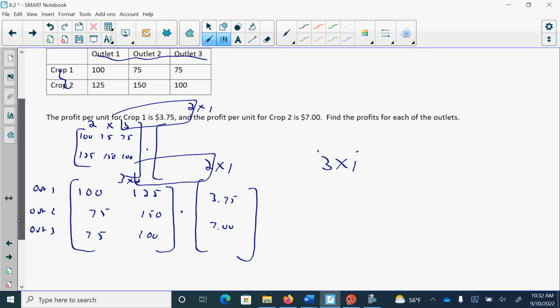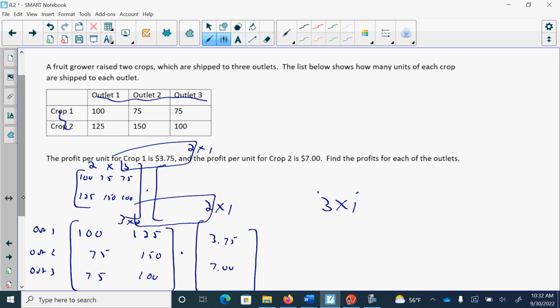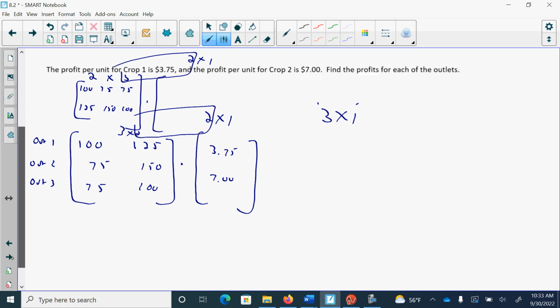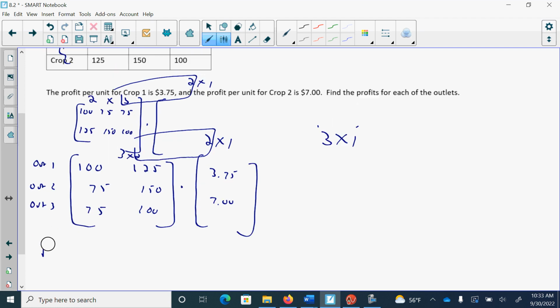And to do a double check, when I go to multiply this, I'm taking 100 times 375. Well, that's how much crop 1 is, right? You with me? And then I'm going to add that to 125 times $7, which is how much crop 2 is, and those are both from outlet 1. So the way I wrote my matrices makes sense. Does that make sense?